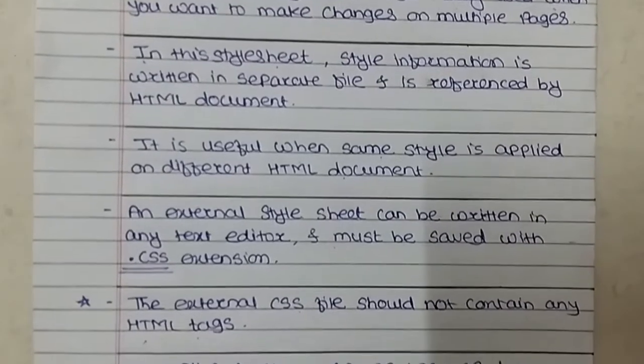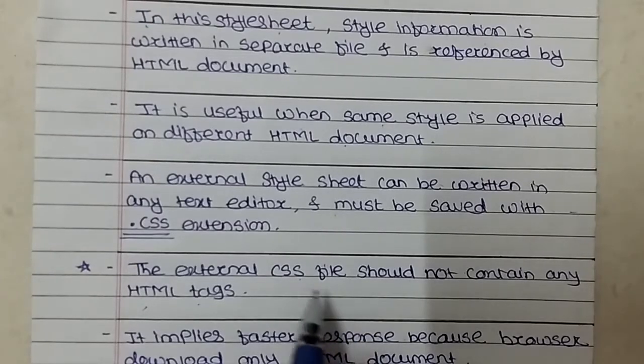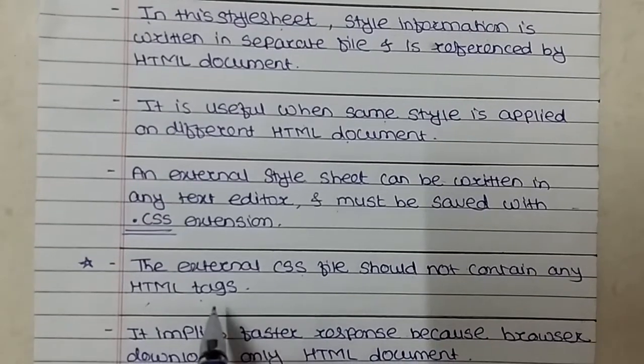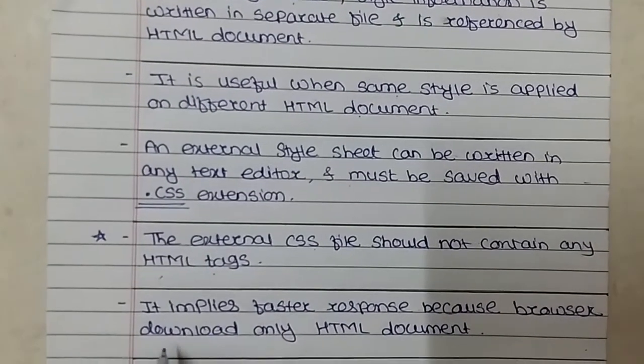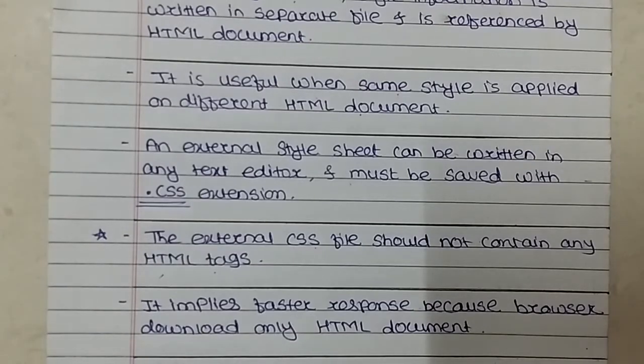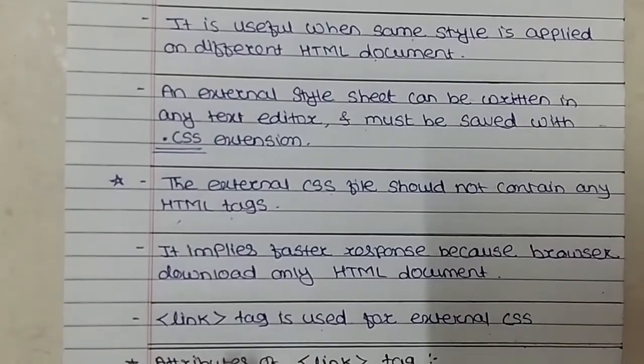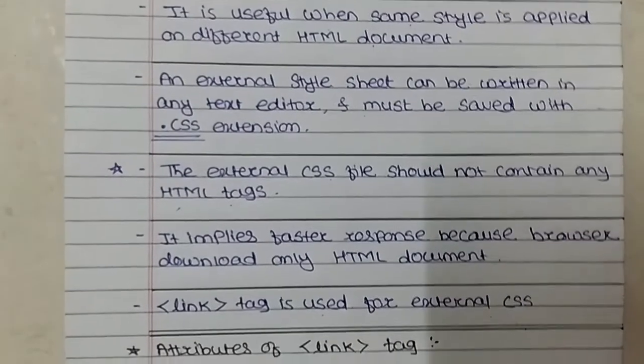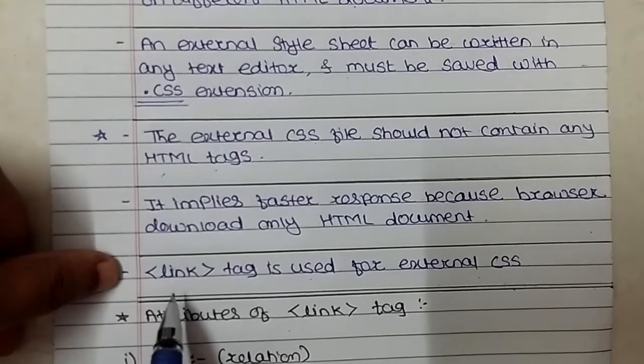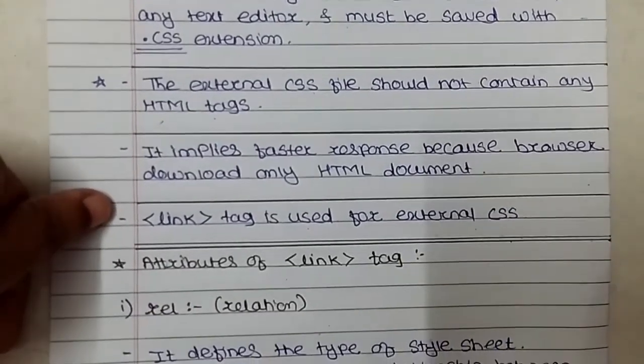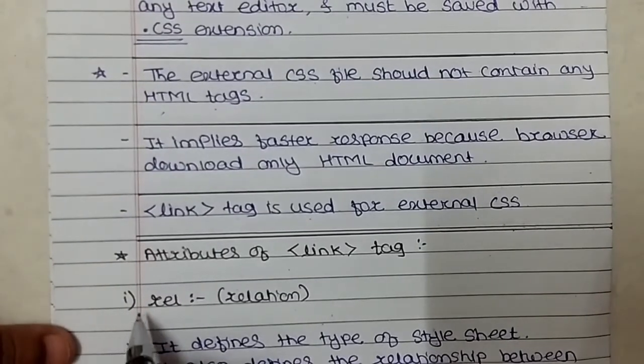The external style sheet file should not contain any HTML tags. Then it gives a faster response, because the browser loads only the HTML document, and does not load any style sheet document. Then the next point: the link tag is used for external style sheets. Next, what is the link tag and what are its properties? The first property of the link tag is REL.